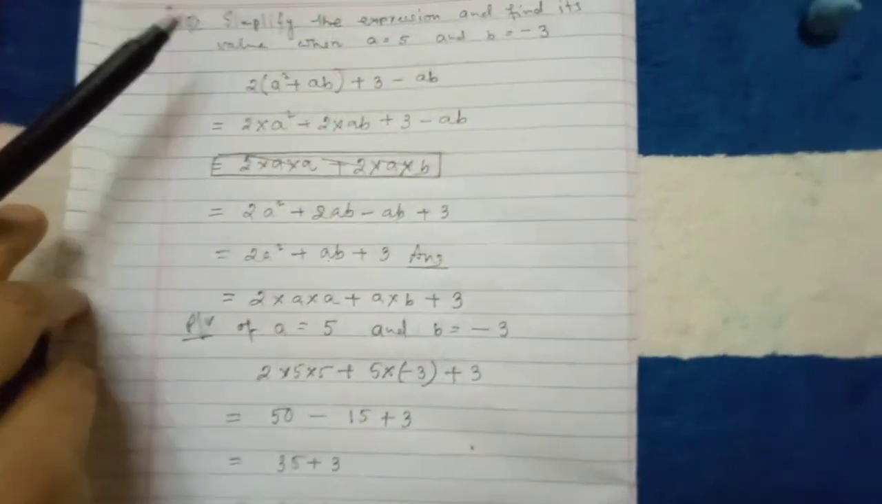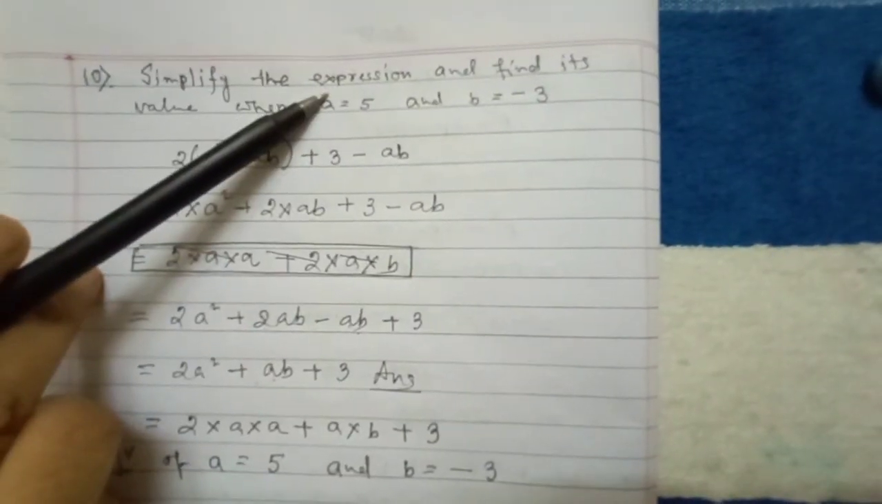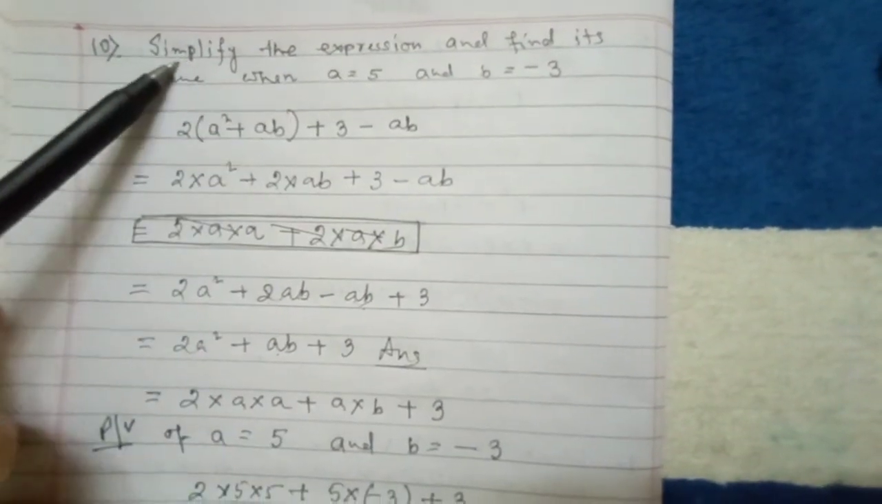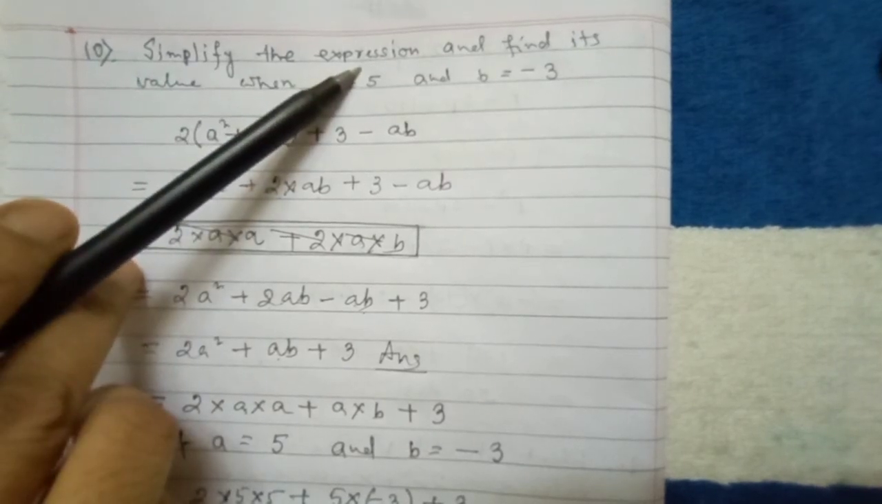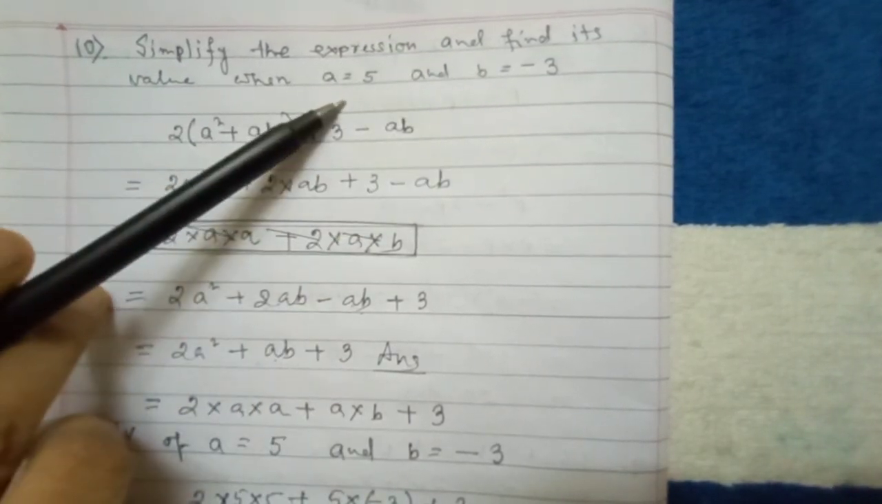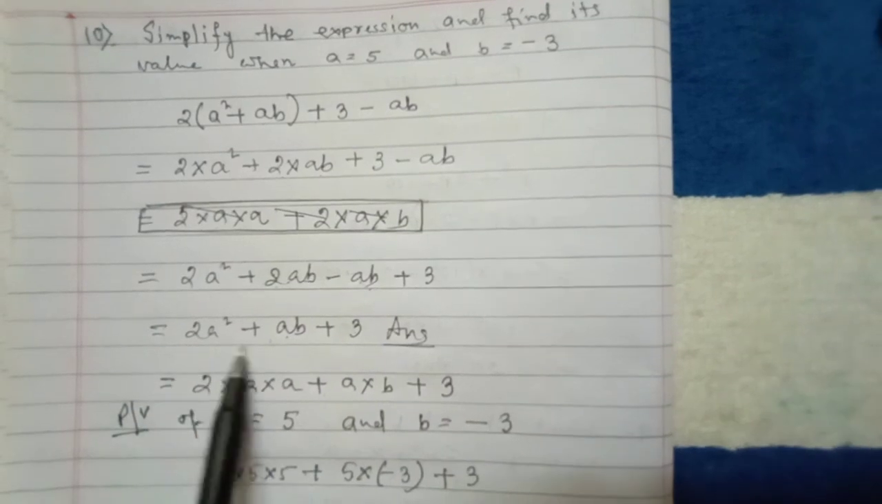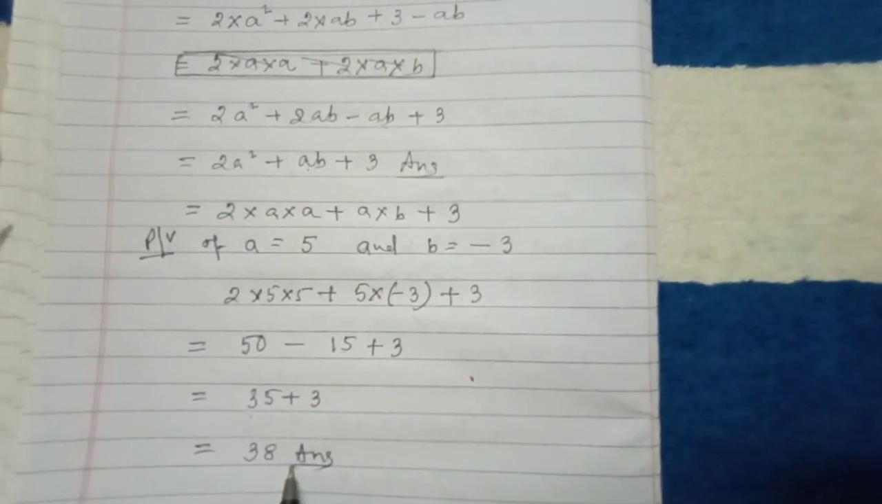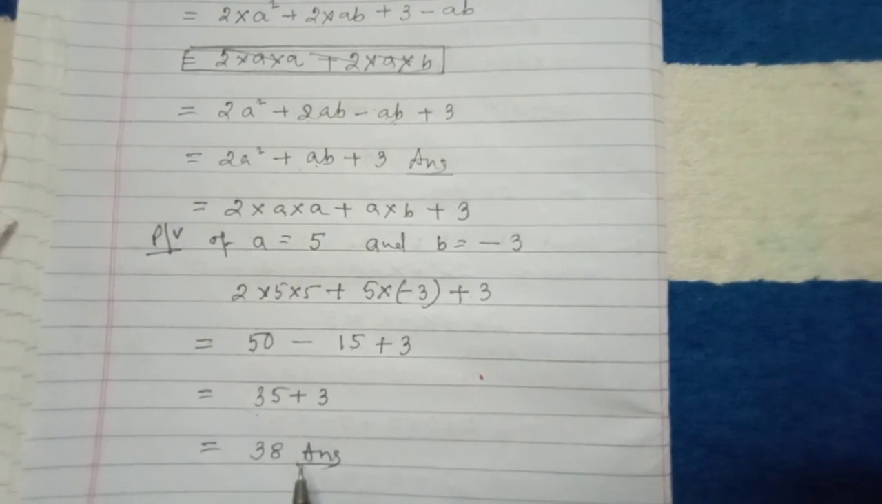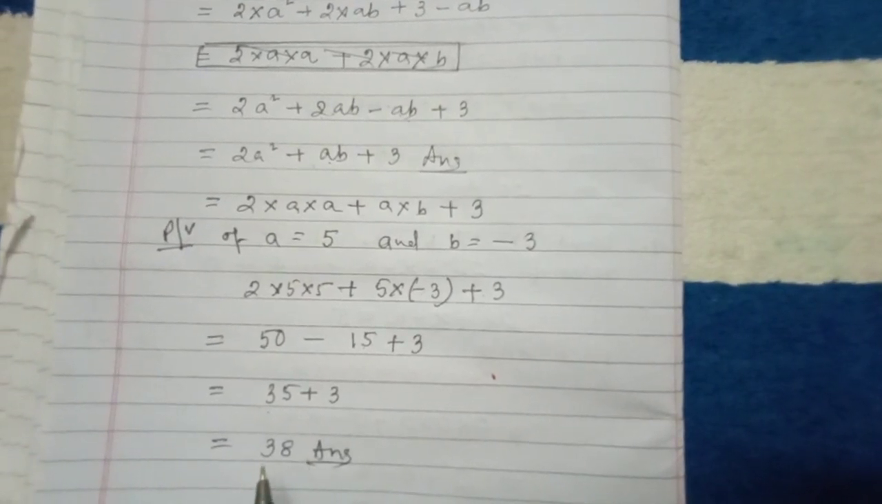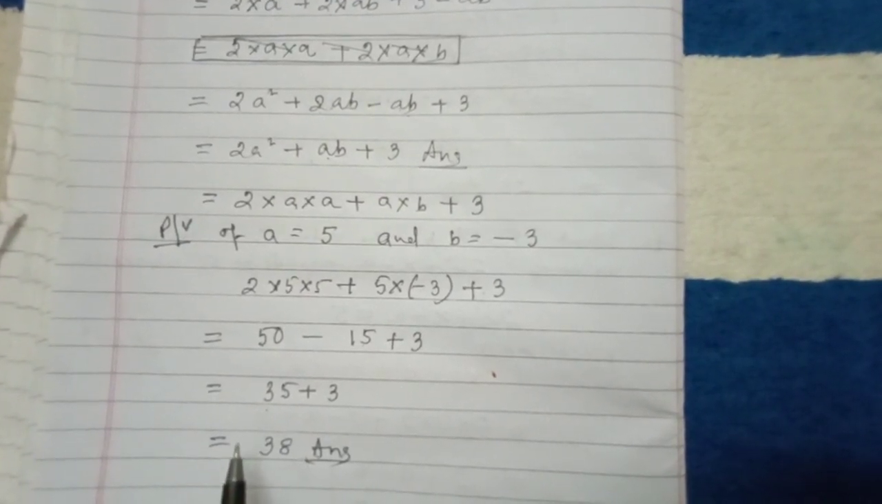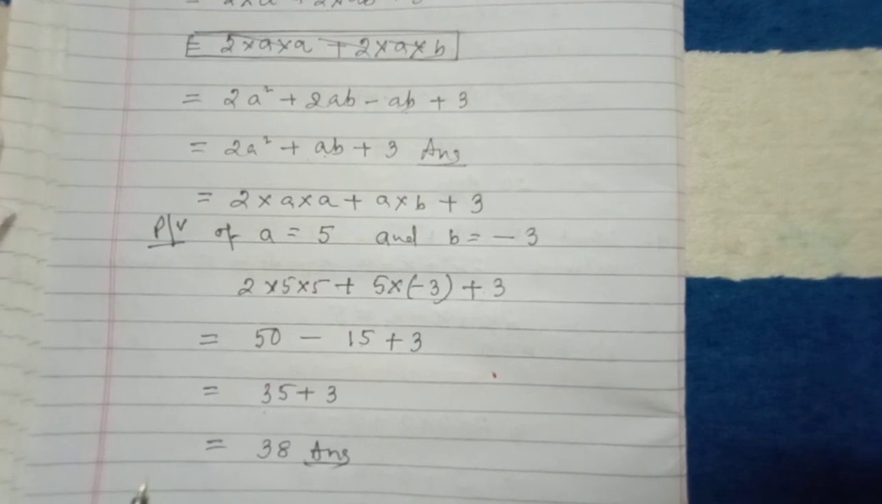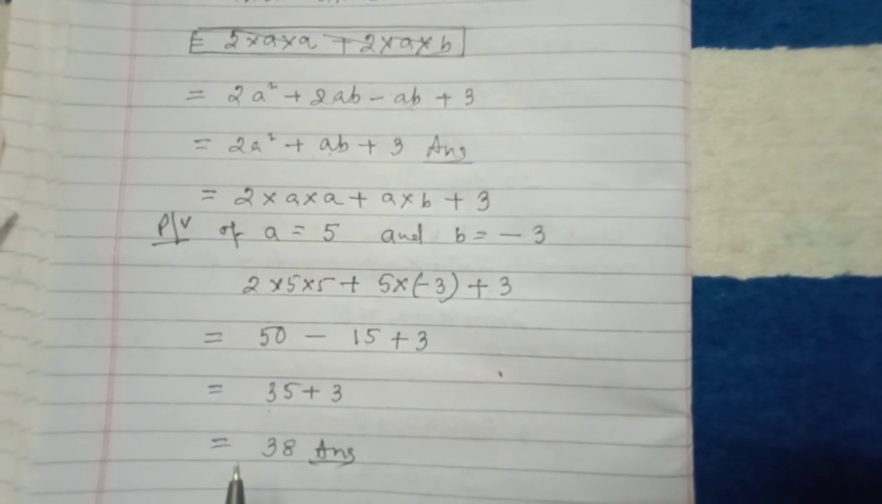When we ask that simplify the expression and find the value, that means this is the first part of the question and this is the second part of the question. So the answer of the first part is this and the answer of the second part is this. I hope all of you understand these sums. Watch the video 2 to 3 times. Then if you have any doubts, you can ask me in the class. Thank you, students.